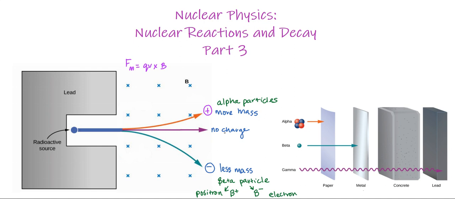Now the last form over here actually showed not only to have no charge, but also to have no mass. And this strange particle is called a gamma ray, or gamma radiation. And this is a very high energy form of radiation. It can actually pass through paper, metal, even thick concrete, and is really only stopped by thick lead.